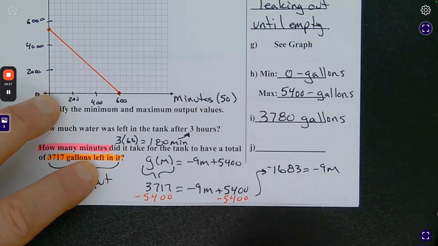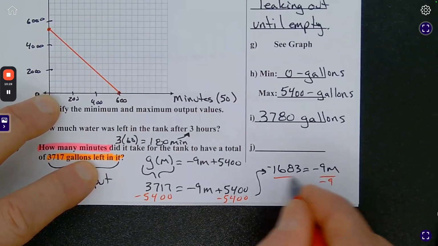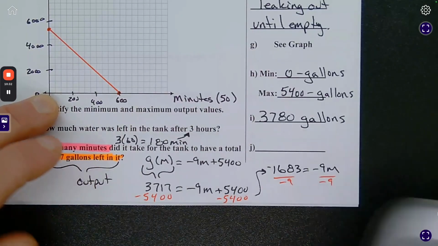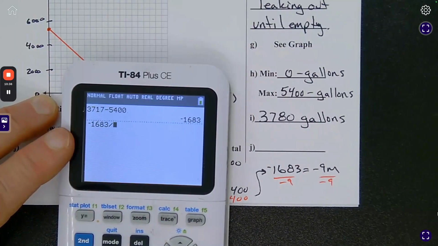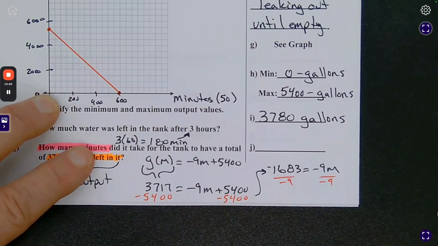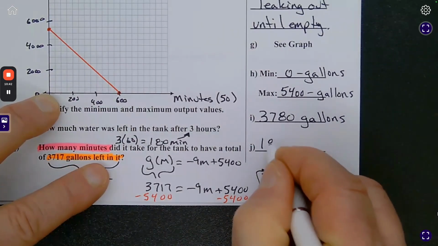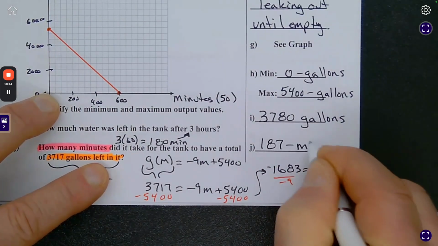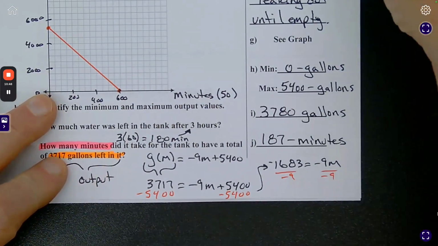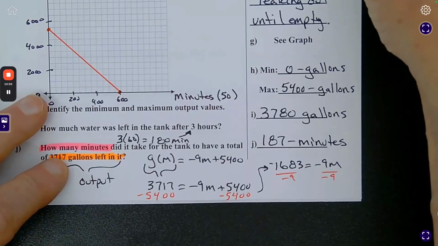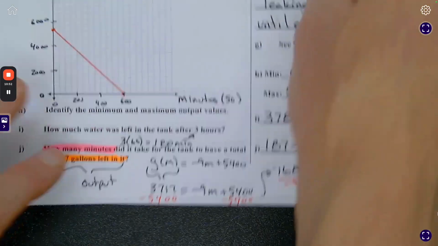Now I'm going to divide both sides by negative 9. So negative 1,683 divided by negative 9 is 187 minutes. Let's go. So 187. Again, use your units of measurement, please. All right, that's not bad. Hope Ray got home in time to fix that and they didn't lose any crops.